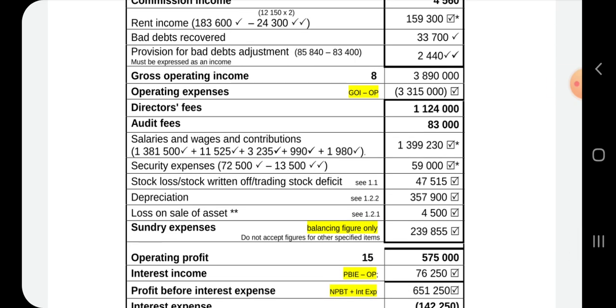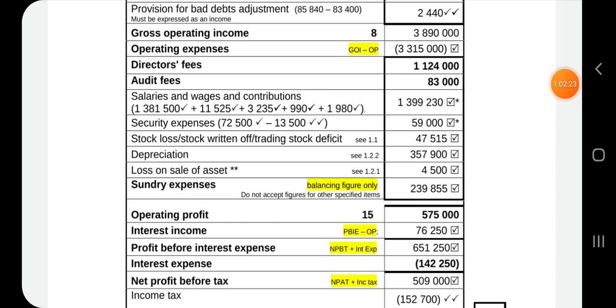Oh, sorry, for interest income, we're going to take the profit before interest expense, which is 651,250. Then we're going to minus the operating profit because they didn't give us any adjustment with regards to interest income.